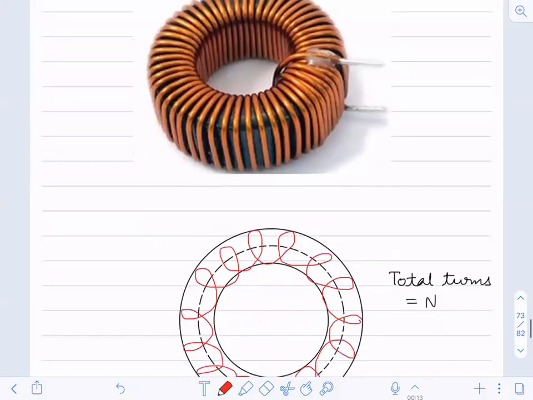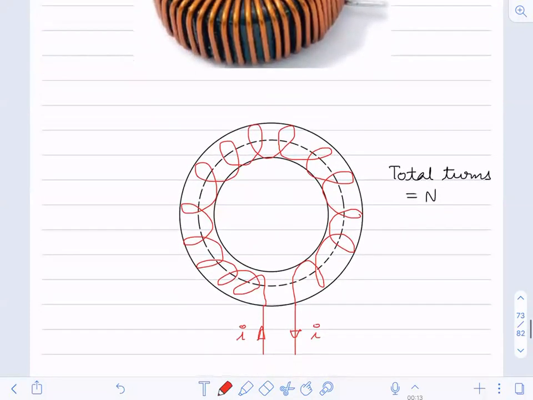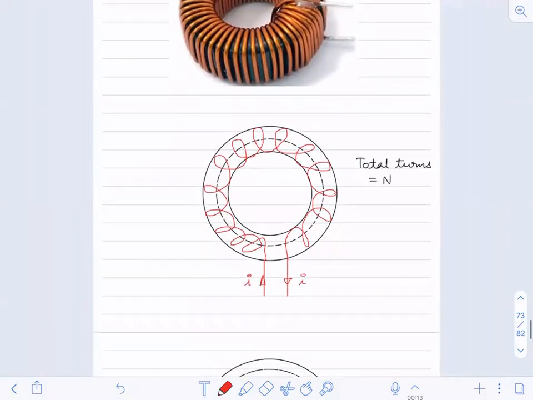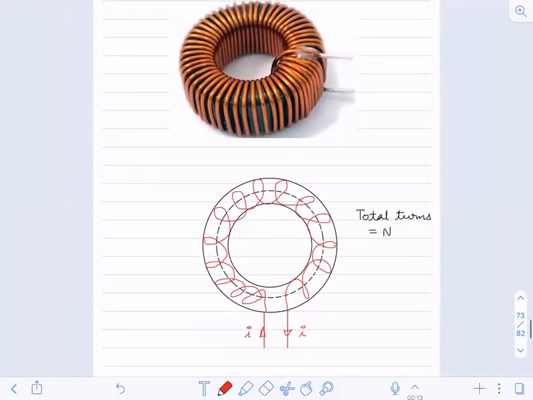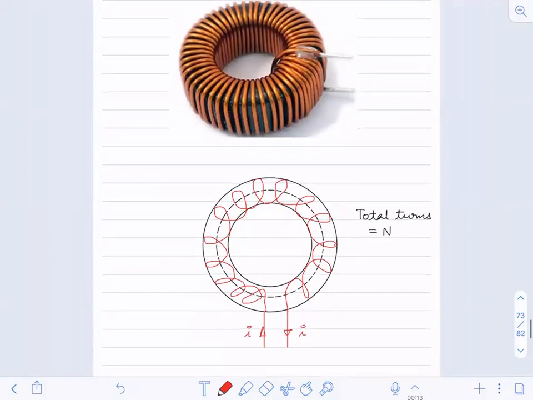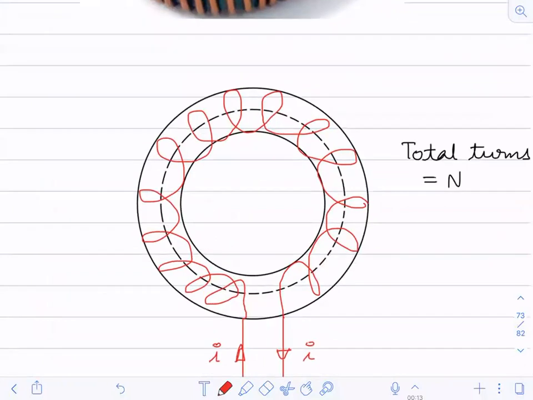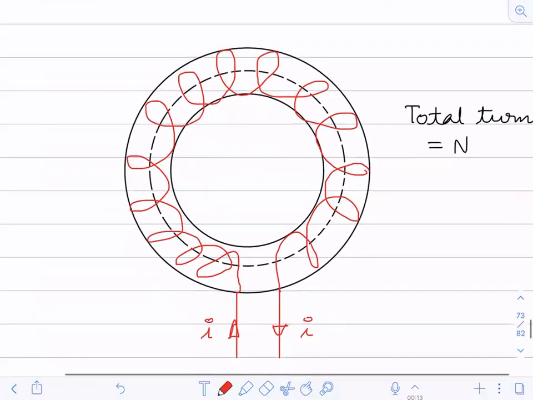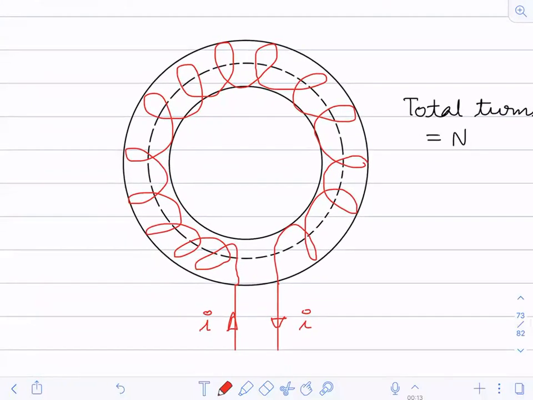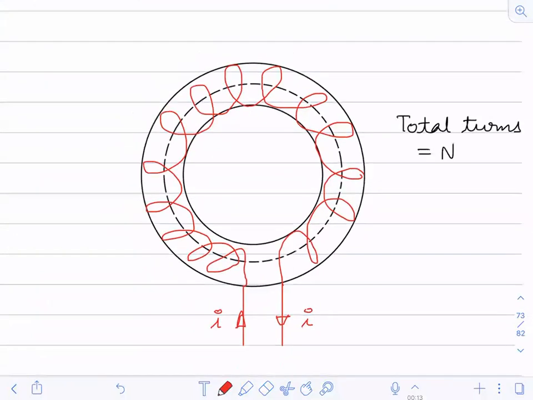Now here we have another figure. Just see, I've tried to draw the 2D cross section of the toroid over here. Now the total number of turns, the wire, you see the wiring? The red color denotes the wiring, and the direction of current is also shown to you. So the number of turns on this toroid are N.